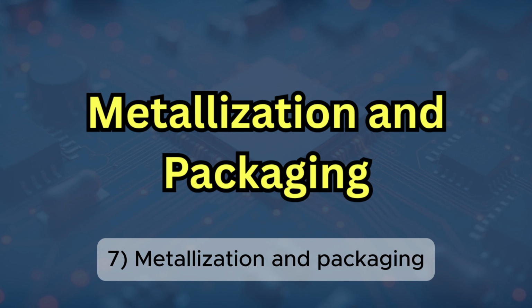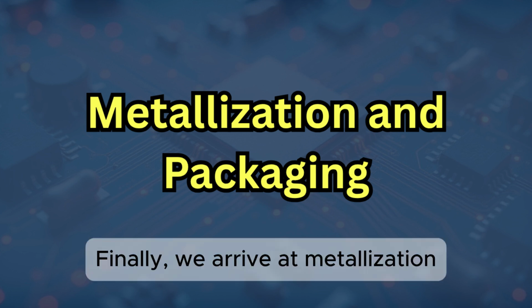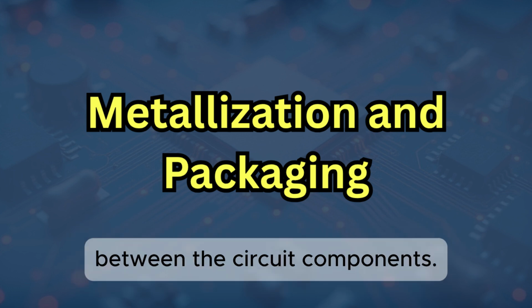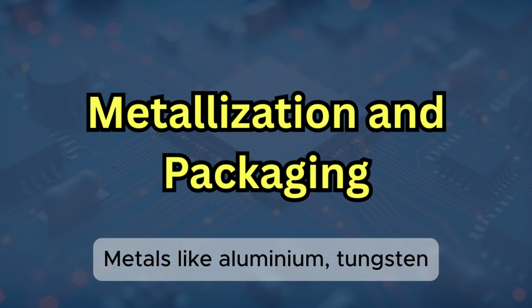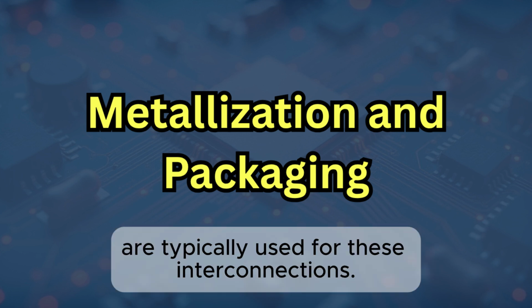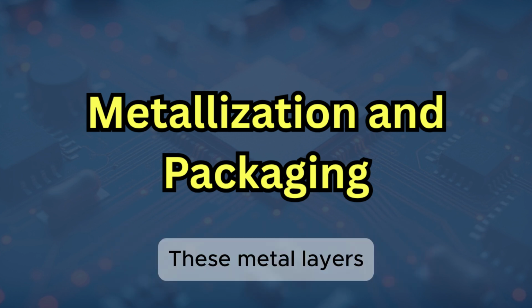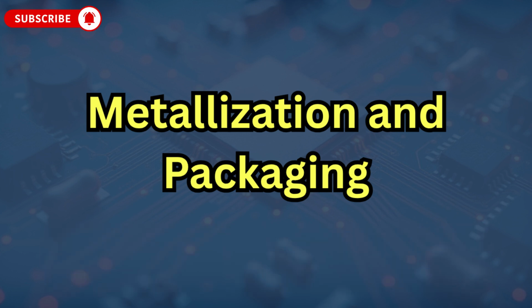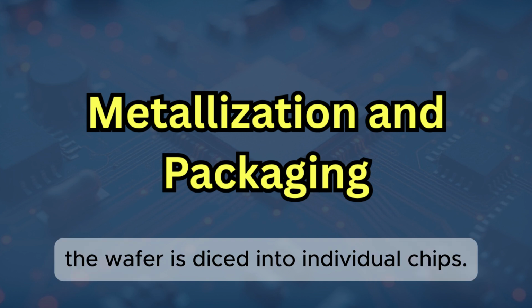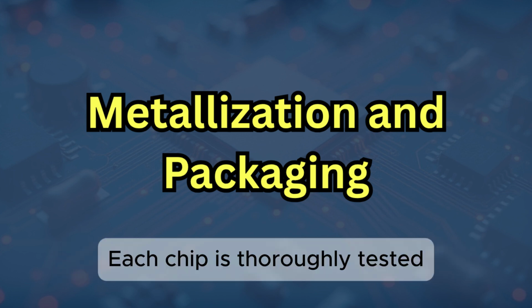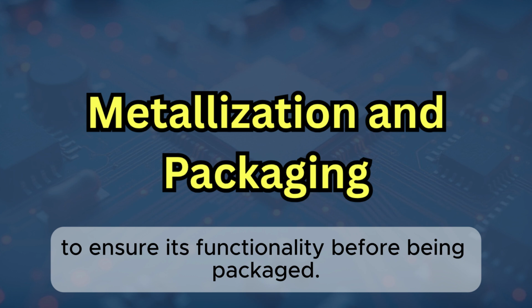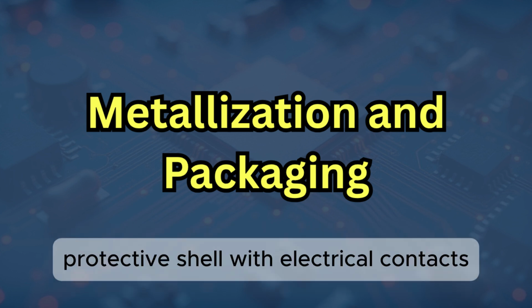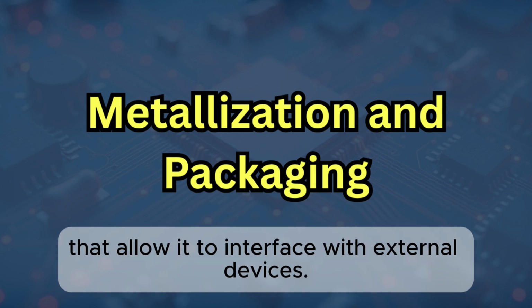7. Metallization and packaging. Finally, we arrive at metallization, where metal layers are deposited to form the electrical interconnections between the circuit components. Metals like aluminum, tungsten, and copper are typically used for these interconnections. These metal layers are then patterned using photolithography and etching to form conductive paths on the wafer. After metallization, the wafer is diced into individual chips. Each chip is thoroughly tested to ensure its functionality before being packaged. Packaging involves encasing the chip in a protective shell with electrical contacts that allow it to interface with external devices.